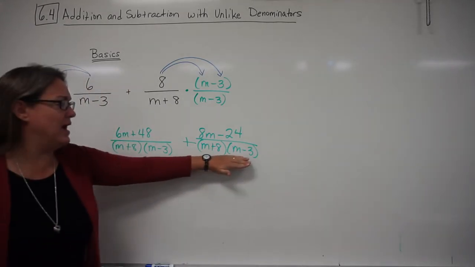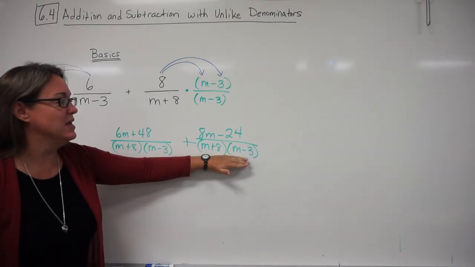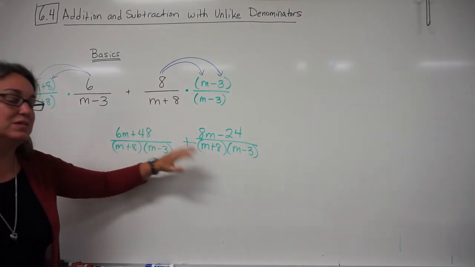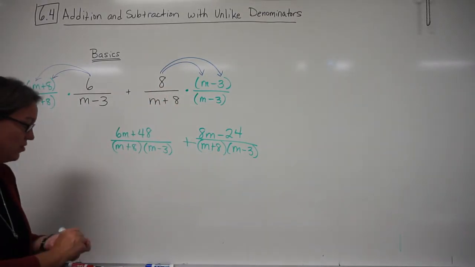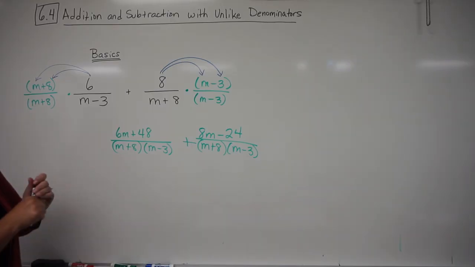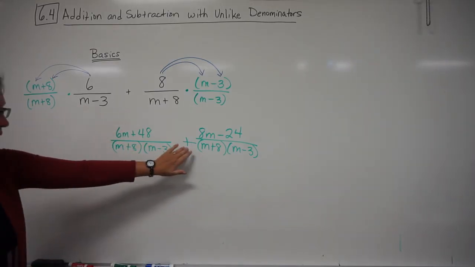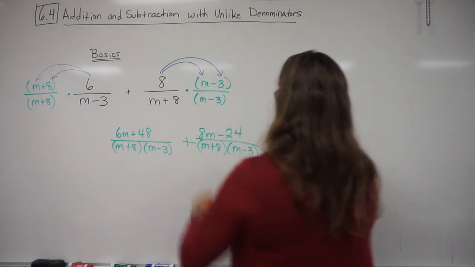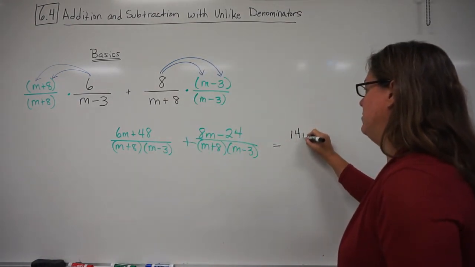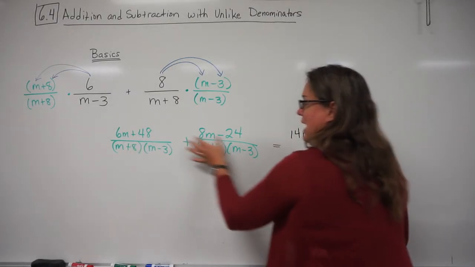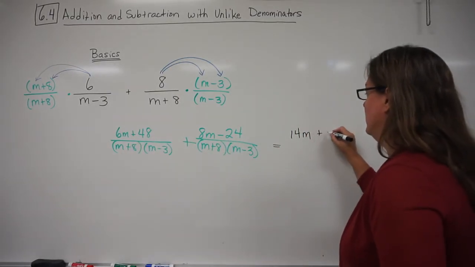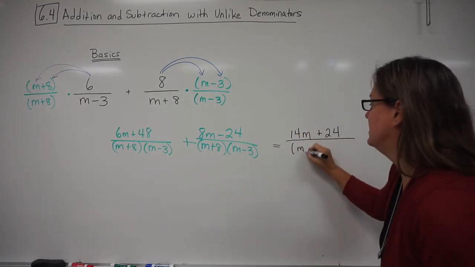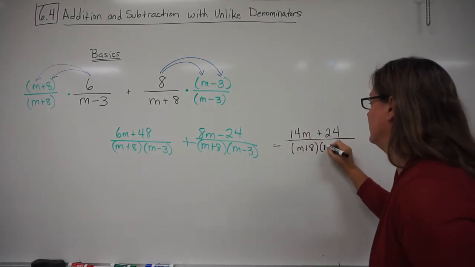I wouldn't multiply the bottoms through the denominators because when we get done, we want to see if anything is going to cancel. So I'm going to leave these in factored form. And what remains now is that we need to add the numerators. So let's do that. 6m plus 8m is 14m. 48 minus 24 is going to be plus 24. And then we still have our common denominator.